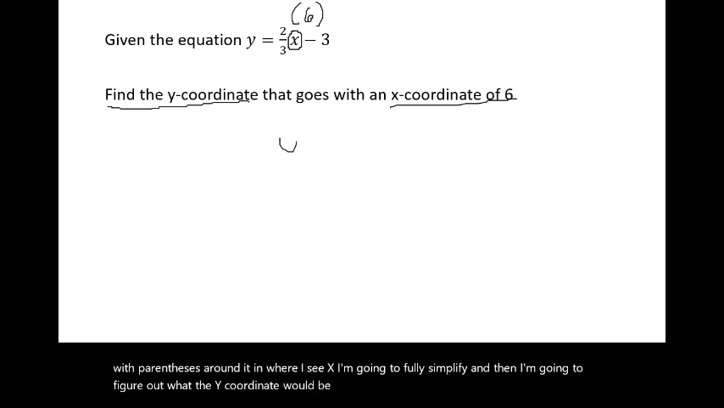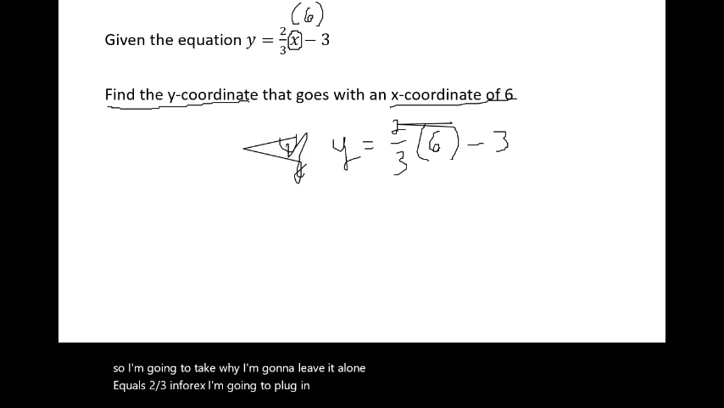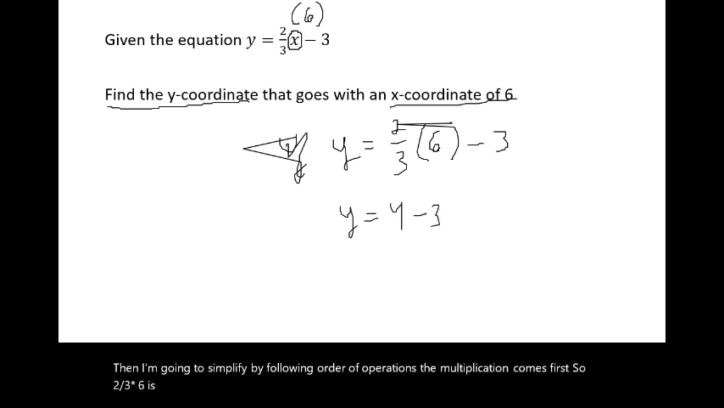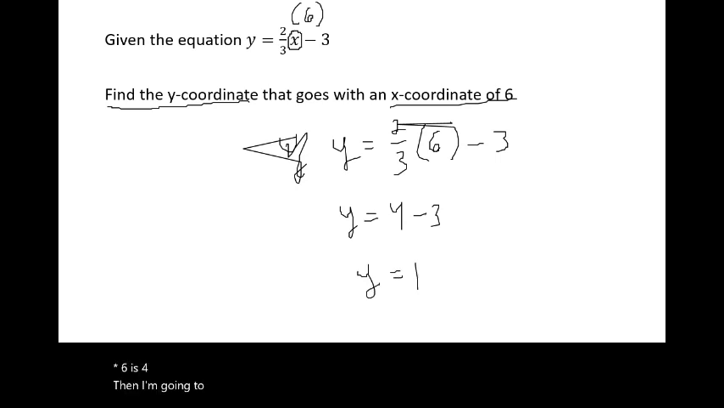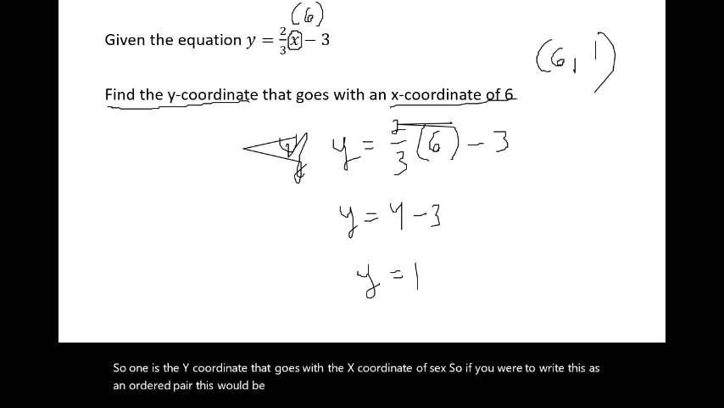So I'm going to take y, leave it alone, equals 2/3. In for x, I'm going to plug in 6 with parentheses around it, minus 3. Then I'm going to simplify by following order of operations. The multiplication comes first, so 2/3 times 6 is 4. Then I subtract: 4 minus 3 gives us 1. So 1 is the y-coordinate that goes with the x-coordinate of 6. If you were to write this as an ordered pair, this would be the point (6, 1).